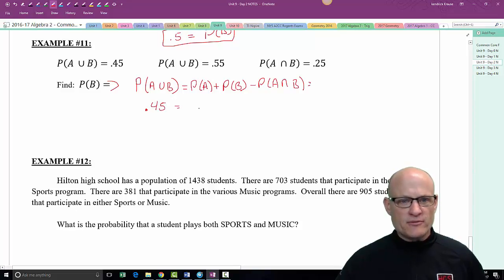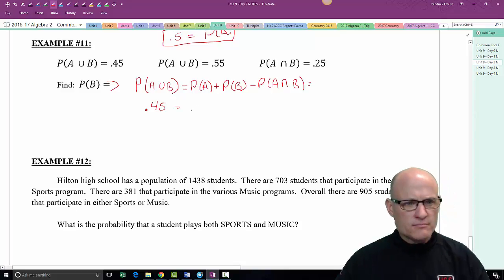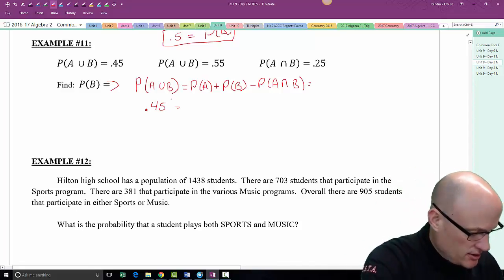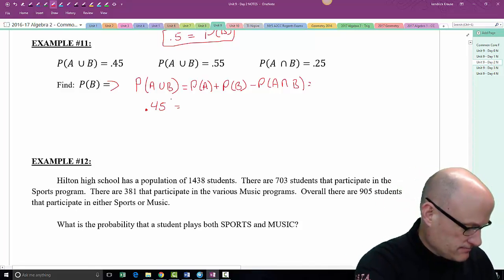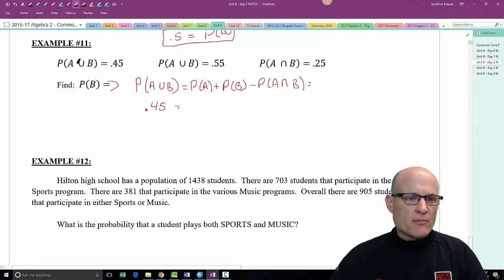The probability of... Oh, found another mistake. Sorry, children. This should say here the probability of A.